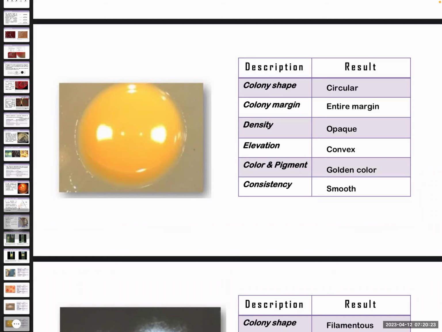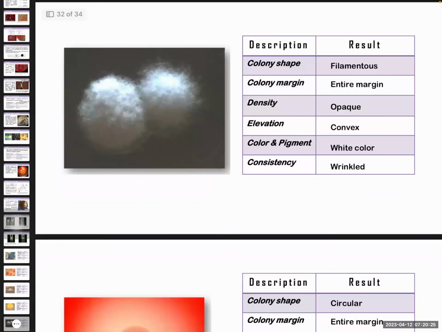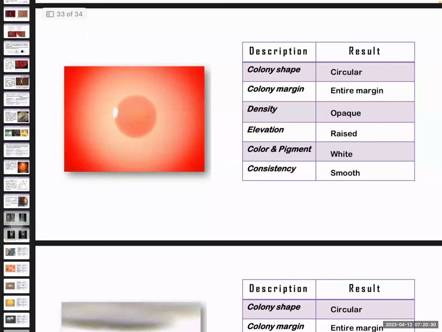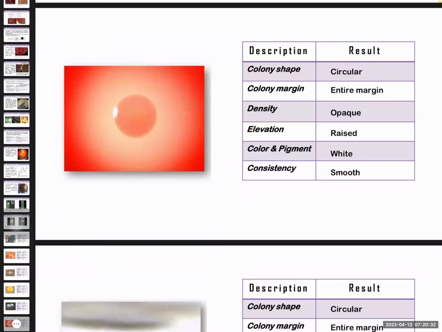Yung mga fluffy colonies or very filamentous colonies. Here we also have a typical colony, but this time there is hemolysis. Okay, there is a hemolytic pattern.